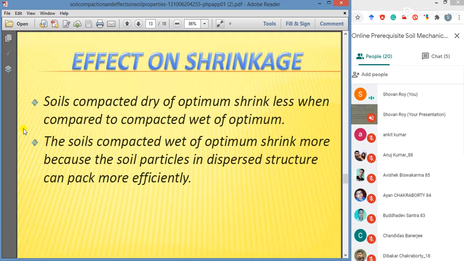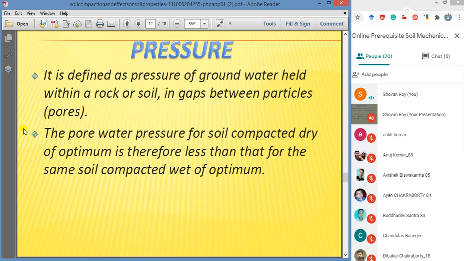Now I am trying to give you something. Next is compressibility. Compressibility or pressure, same thing. A saturated sample of clay compacted wet side of optimum is more compressible than another sample of the same soil.